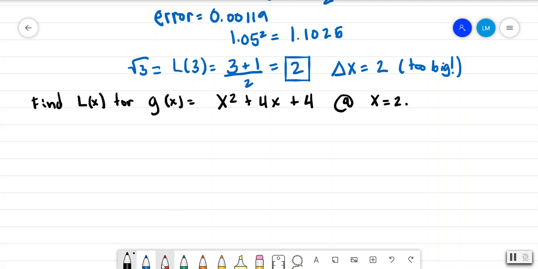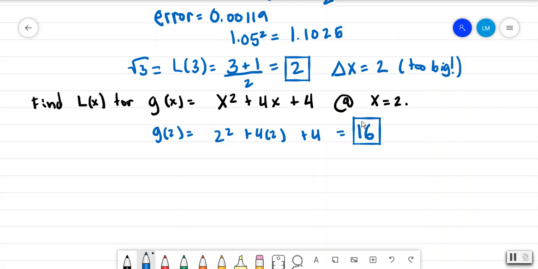Okay, so this means that you would have to first figure out what g of 2 is. So g of 2 is equal to 2 squared plus 4 times 2 plus 4. Now, this gives us 16. So that's going to be 16.